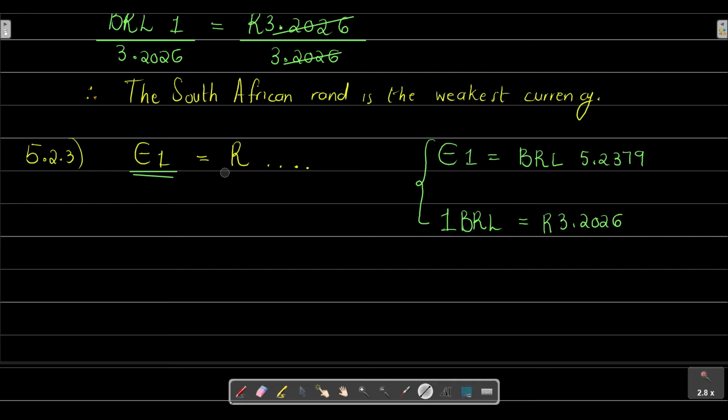Okay, so we're going to start our solution by writing the equation where we've got the euro on the left-hand side. So we're going to have 1 euro is equal to 5.2379 Brazilian reals. We're going to write down that equation. Then we're going to focus on the other exchange rate that we have written down here.